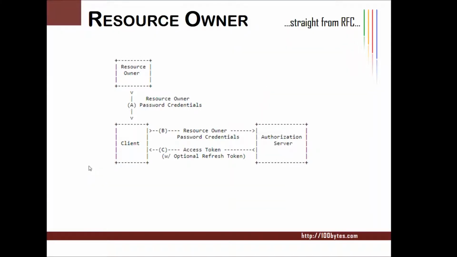Resource owner flow is a simple flow which requires the user to provide their credentials to the client itself. As you see here, the resource owner first provides their password credentials to the client, and the client, on behalf of the resource owner, provides the password credentials to the authorization server. Once it authenticates, it returns the access token and an optional refresh token. As we are providing the credentials to the client, this has to be used in trusted first party applications.